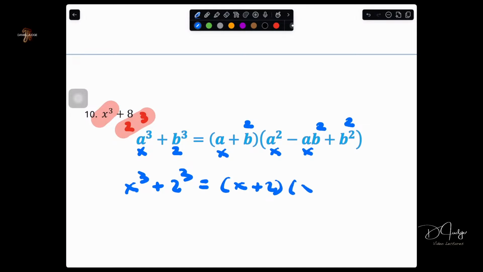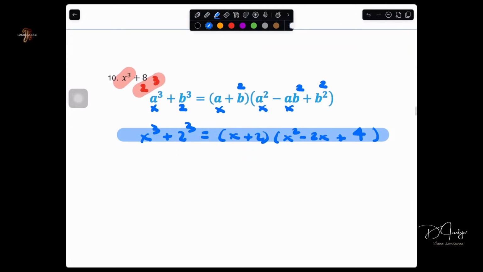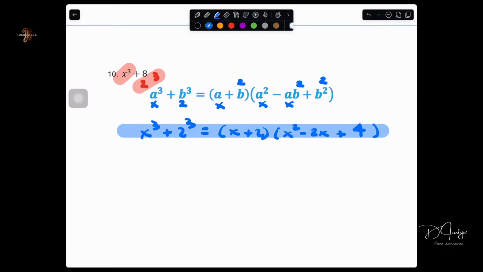which is x plus 2, x squared minus x times 2 or 2x, and then you say 2 squared, which will be 4. So you can put 2 squared there, but very often we just square that, and you now have the value 4 here. So you use the sum of perfect cube formula here to factor. All right.